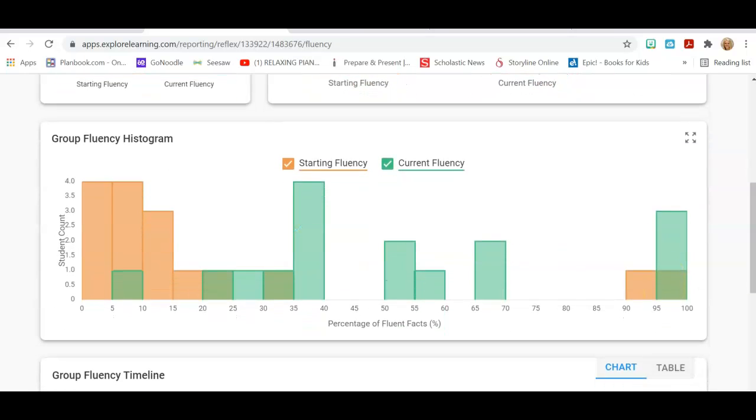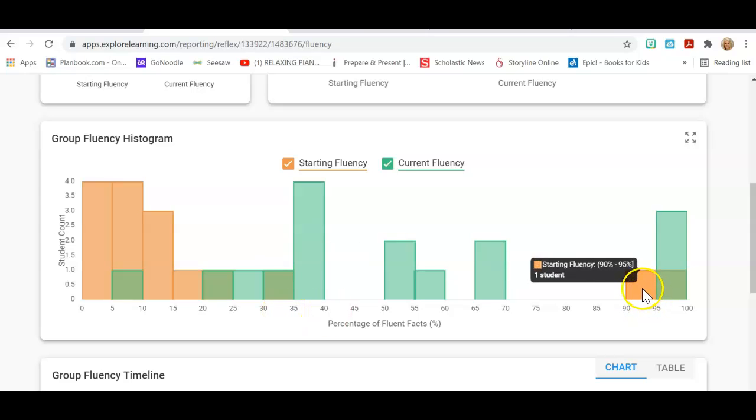Down here, this group fluency histogram breaks it down even more. The orange was the starting fluency and the green is the current fluency right now. Looking at this graph, at the beginning of the year, I had most of my students down here at the percentage fluency of fluent facts from 0 to about 35%.